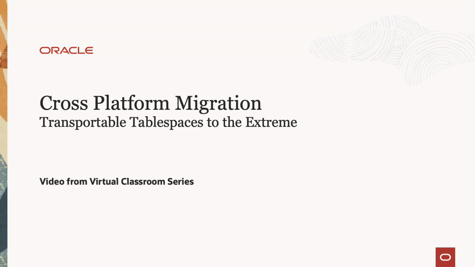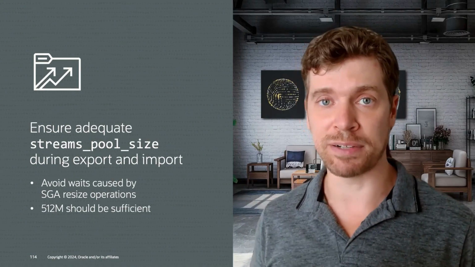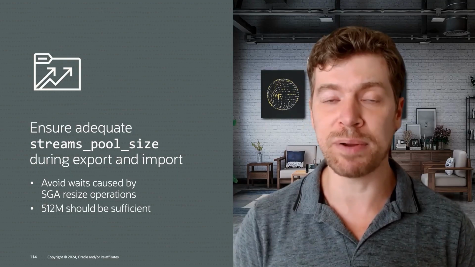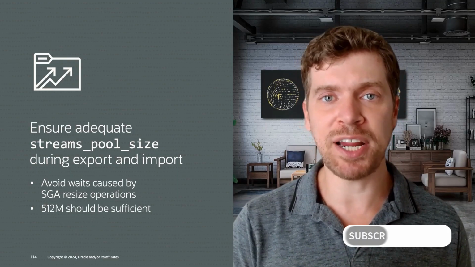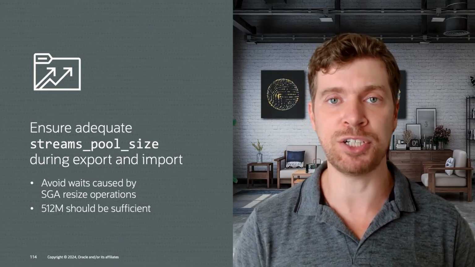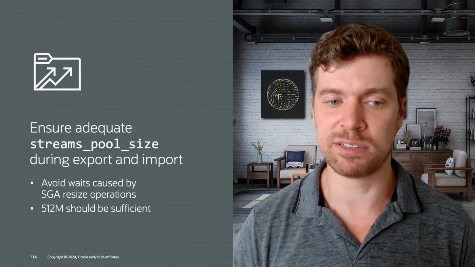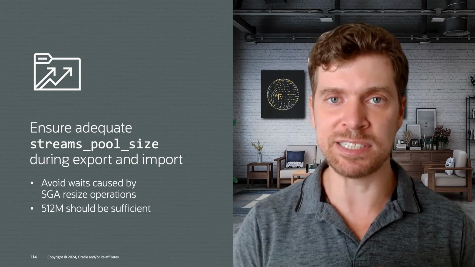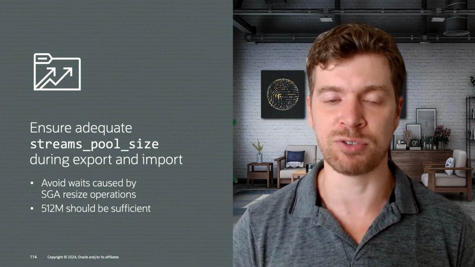Data Pump uses advanced queuing, and advanced queuing uses streams, the streams pool. So it's very important to size your streams pool buffer, because that way you won't have the SGA resizing it during the execution, so you won't run into any performance issue of SGA during the export or import process. We recommend you have at least 512 megabytes.